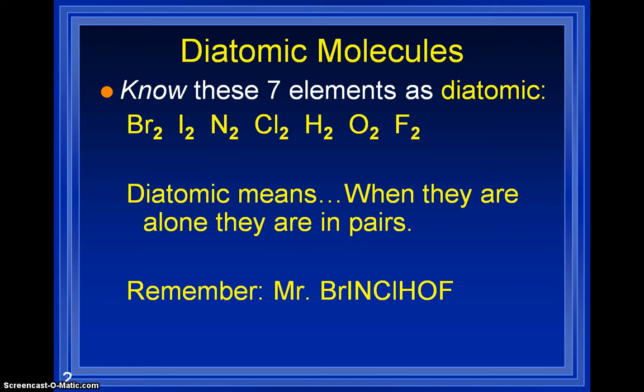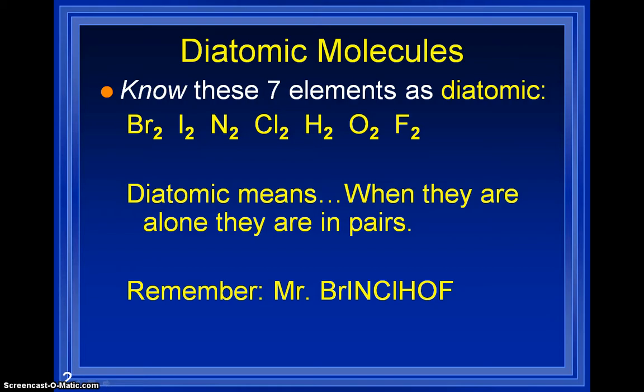Now, diatomic molecules: there are certain elements that in nature always exist in pairs when they are found by themselves. So if you ever find just plain hydrogen, it's not just the element H, but it is two hydrogens bonded together. If you find just oxygen, it's always two oxygens bonded together. This doesn't mean that when they're in a compound with other elements they have to have a two. It's only when you find them by themselves. They're called diatomics because di means two, so you've got two-atom molecules.